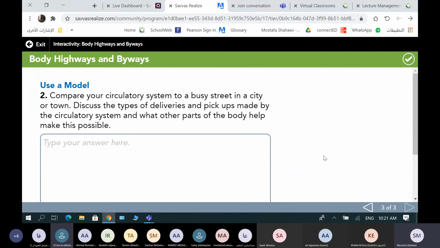Compare your circulatory system to a busy street in a city or town. Discuss the types of deliveries and pickups made by the circulatory system and what other parts of the body help make this possible. So discuss types of deliveries and pickups made by the circulatory system. Can you answer this question, man? Types of deliveries. What are the materials that your body delivers to the cells?